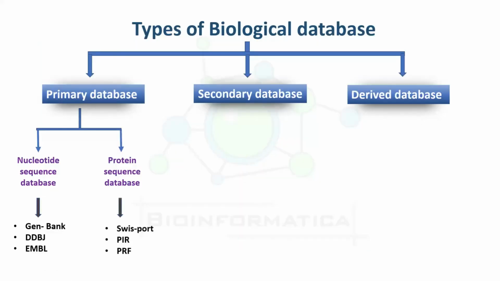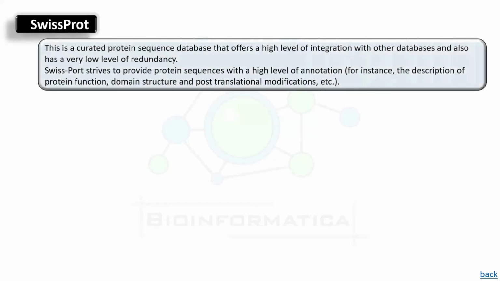Let's see protein sequence databases. We will go through three databases, namely SwissProt, PIR, and PRF. SwissProt is a curated protein sequence database that offers a high level of integration with other databases and also has a very low level of redundancy. SwissProt strives to provide protein sequences with a high level of annotation, for instance, the description of protein function, domain structure, and post-translational modifications, etc. Next is TrEMBL.